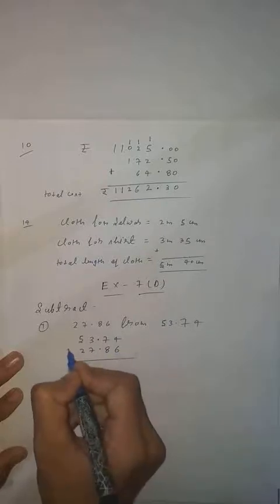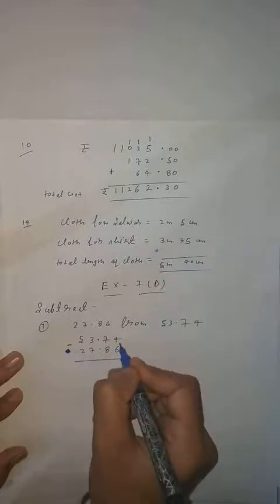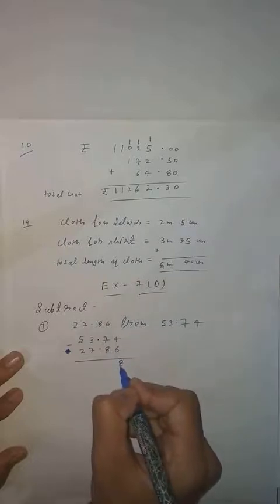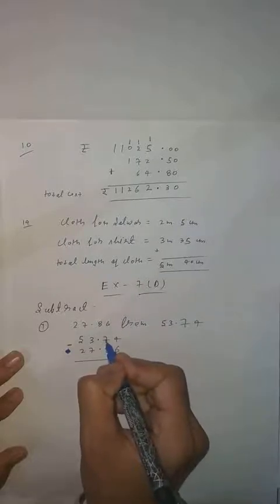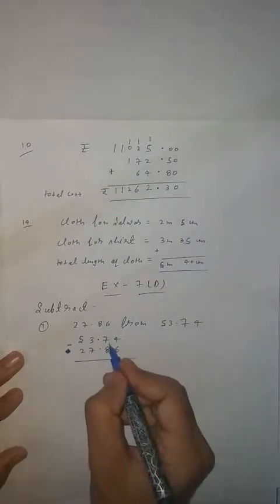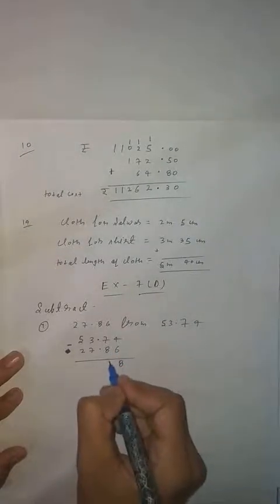Okay students, now you have to do subtraction. 4 minus 6 you cannot subtract, so you will take carry, so 14 minus 6 is 8. Here what remains? 1 you subtracted, so here 6 remains, and 1 carry you will take, so 16 minus 8, so here 16 minus 8 is 8.